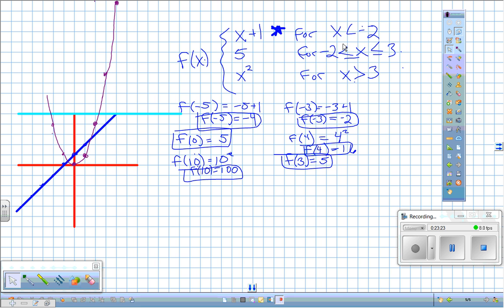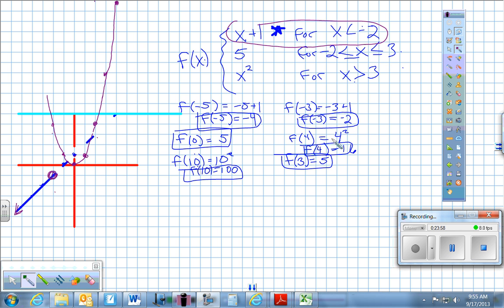And then I'm going to erase. So at negative 2, I should only have this function. So at negative 2, I will be right here, and it should have an open dot. Okay, past that, I'm going to erase this blue line. So that only exists down here, and then it has an arrow. Okay, let's keep drawing this guy.